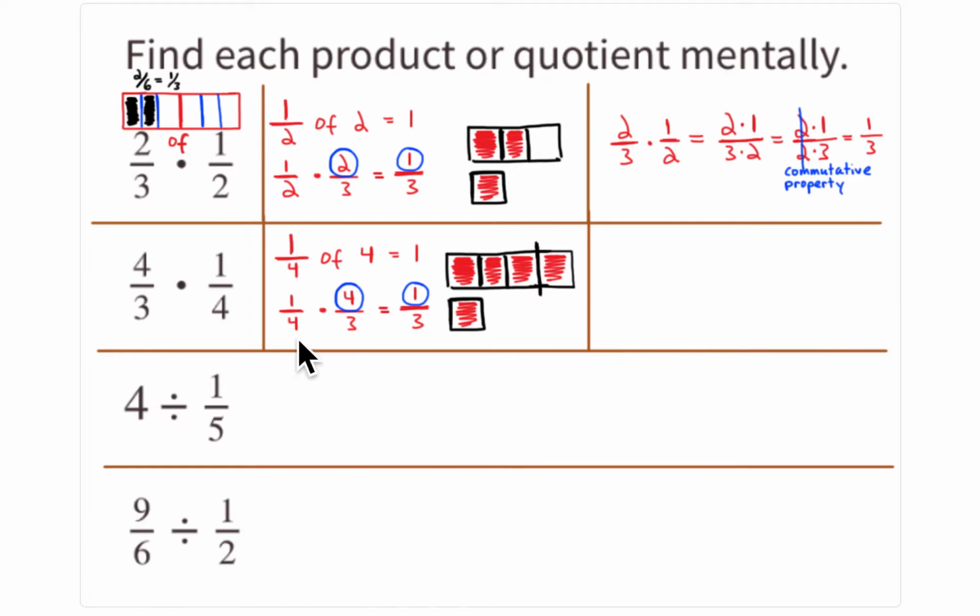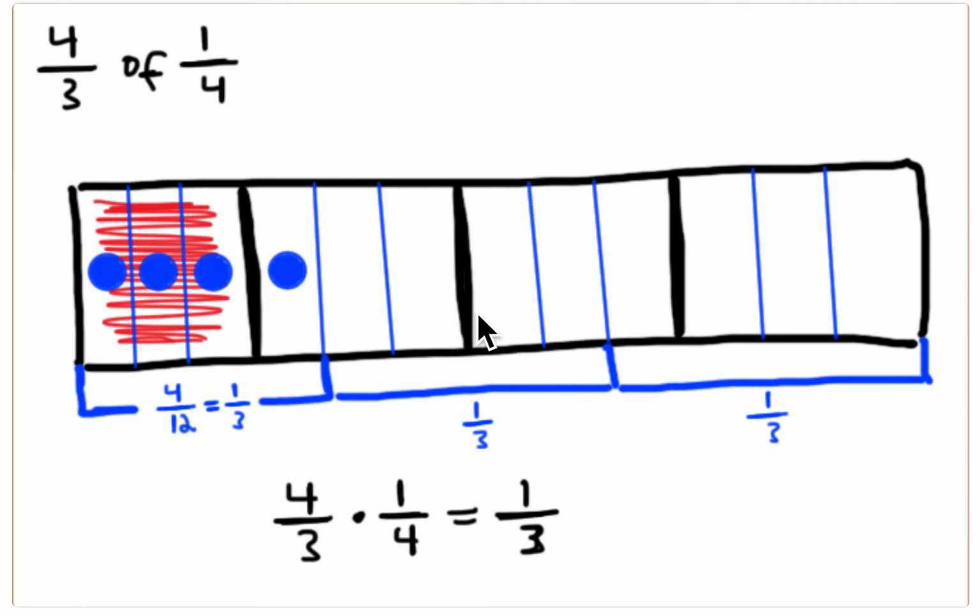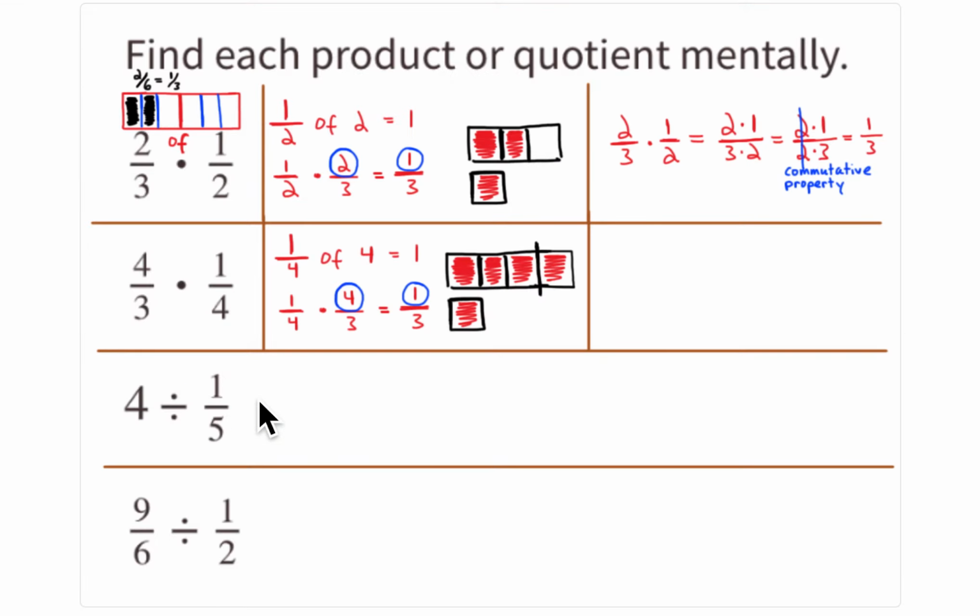1/4 of 4 of anything is one of those things. In this case, it's 1/4 of 4 of these things called thirds. 1/3, 2 thirds, 3 thirds, 4 thirds. So I have these things called thirds, and I want 1/4 of them. Well, 1/4 of them is just one of those thirds. So 1/4 of 4 thirds equals 1/3. Same answer we got back here. 4 thirds of 1/4 is 1/3.